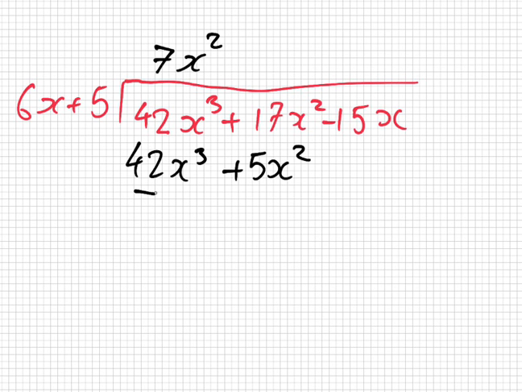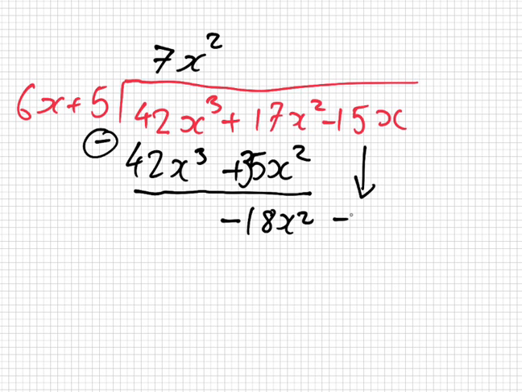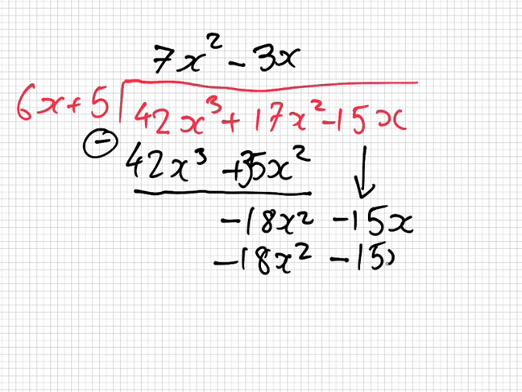And when I subtract 17 minus 35, that's minus 18x squared, and that comes down. Right, what do I need next? Yeah, minus 3x, because that will make minus 18x squared. That's what I need. Minus 15x. And then here is 0.